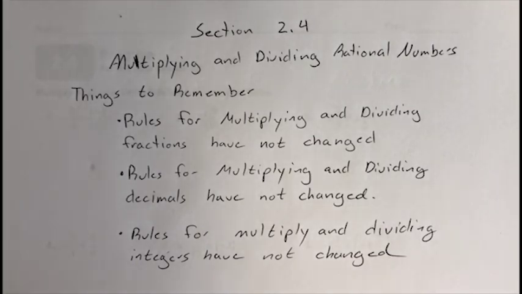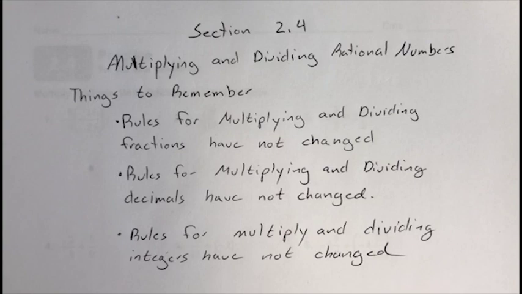Section 2.4, multiplying and dividing rational numbers. Some things for you to remember. First off, the rules for multiplying and dividing fractions have not changed. You're still going to do those same rules that you're used to. Your rules for multiplying and dividing decimals have not changed. You're still using those same rules.